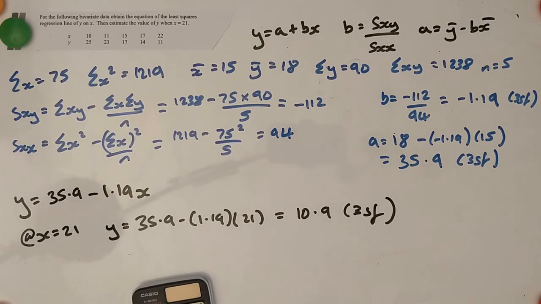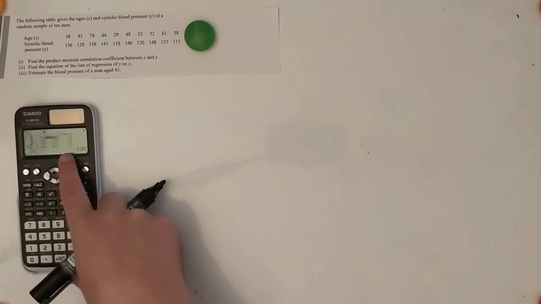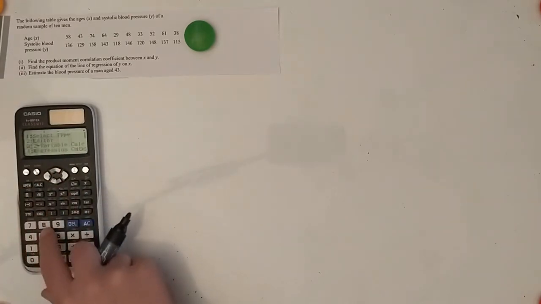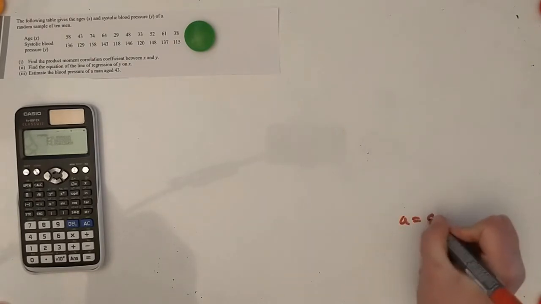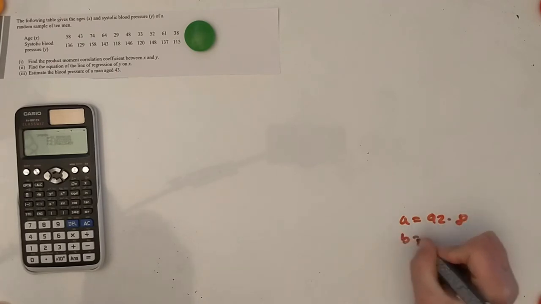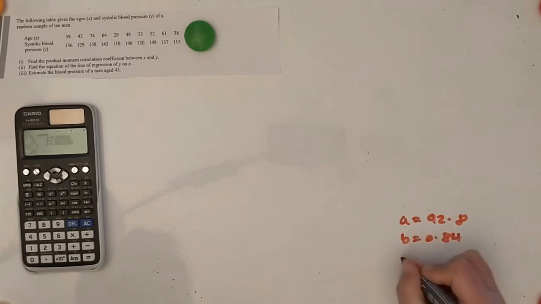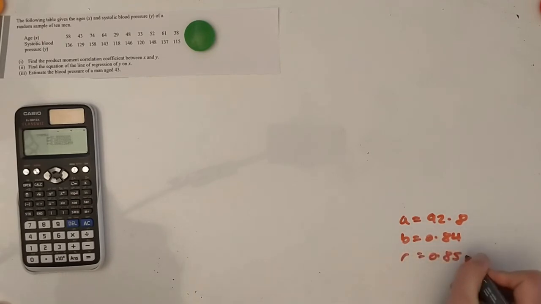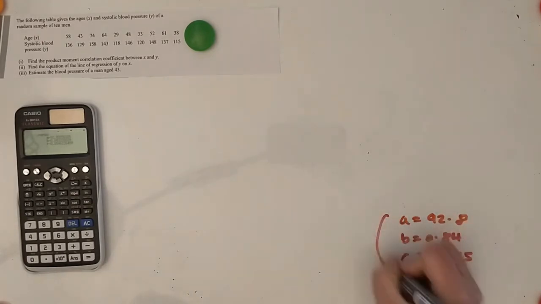I'm going to do 2 more examples. So the following table gives the ages and blood pressure of a random sample of 10 men. First, I need to find the PMCC. So I need all of SXY, SXX, and SYY. To save some time, I've already typed the values in. So menu 6.2, and I'm going to make just a quick note of what R is. What I'm aiming for is A equals 92.8, B equals 0.84, and R is equal to 0.84855. Okay, that's what I'm aiming for.